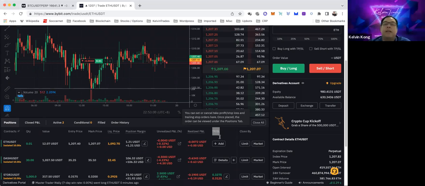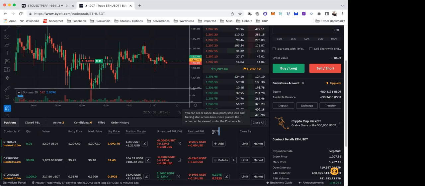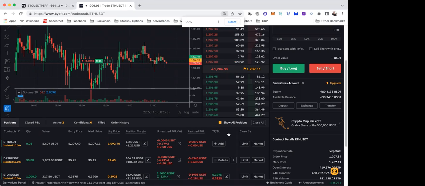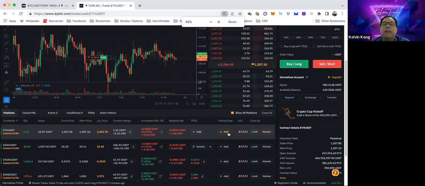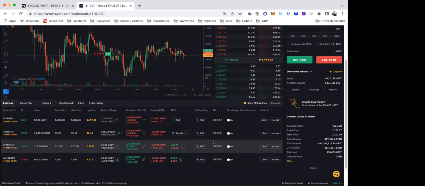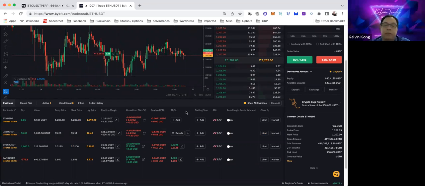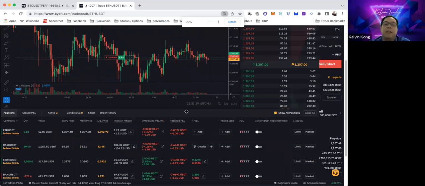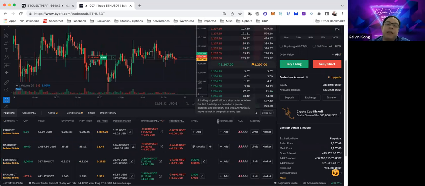Is it because your screen is squeezed? Do you expand your screen? You might have to scroll to the right. Can you expand the screen like that? Sophia, you probably need to expand your screen. See, if I expand my screen, there are some more things like trailing stop and ADL. I don't know what ADL is, and I don't suggest you all use trailing stop for now.